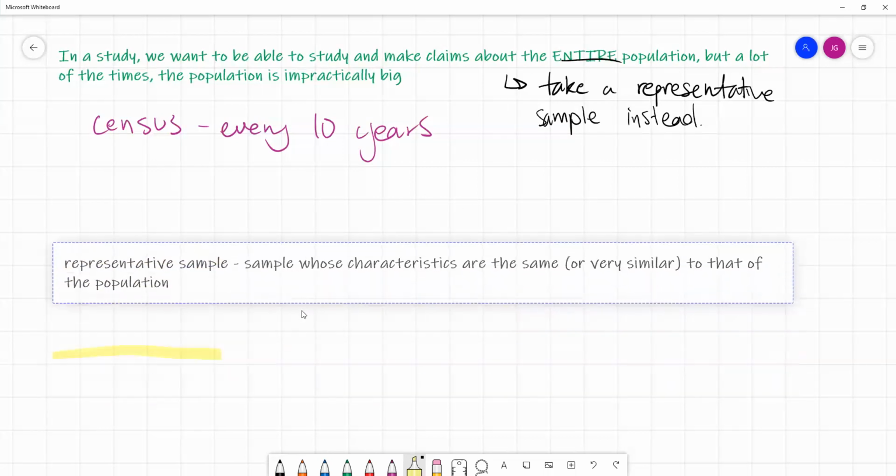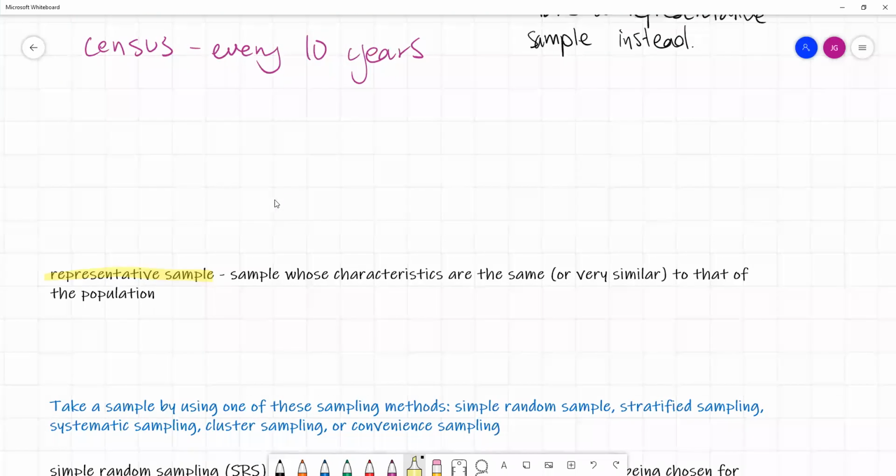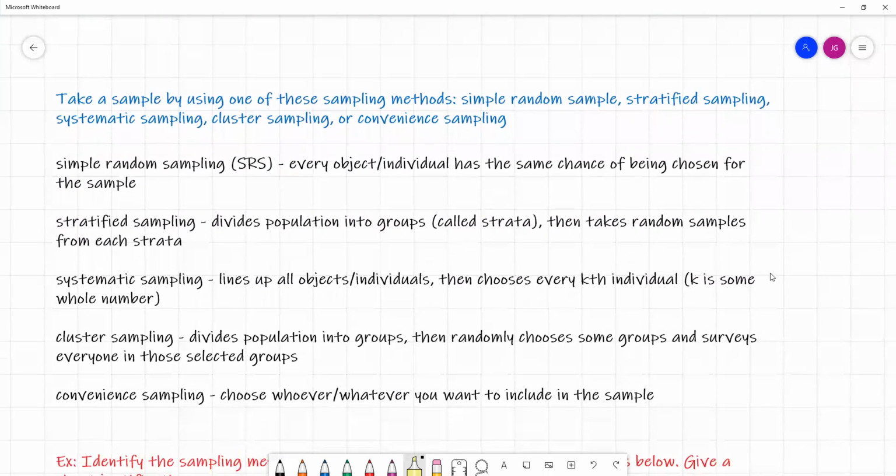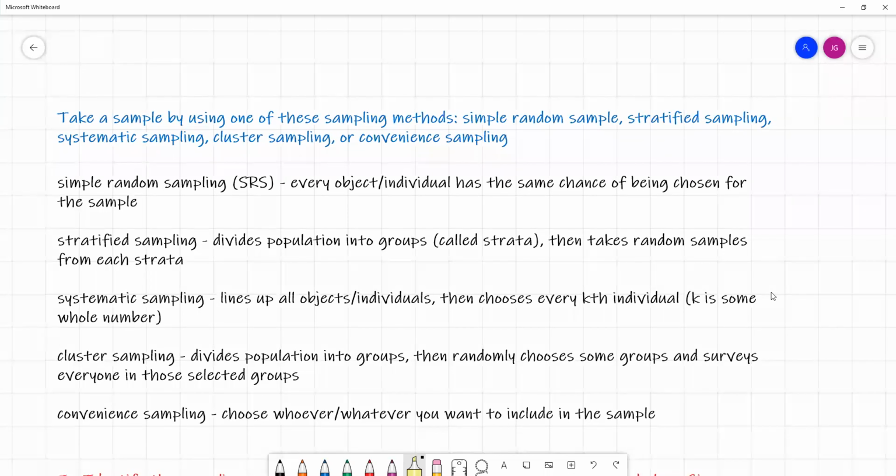And there are a couple of different ways we can take a sample. We have 5 different methods that we'll look at in this class. There are a lot more, but we're going to focus on these 5. Okay, so we have simple random sampling as our first one, and that's the most basic one.